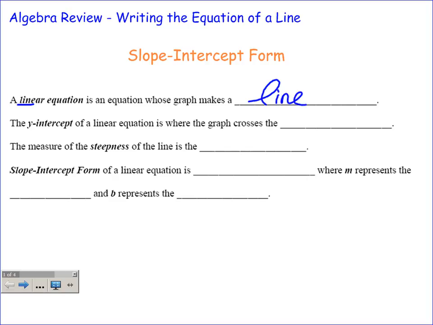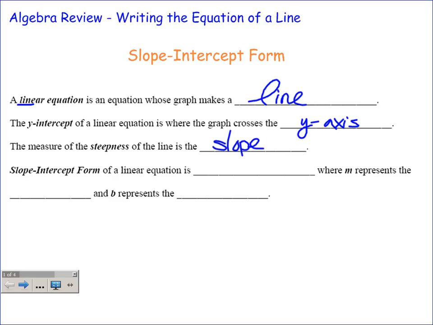The y-intercept of a linear equation is where the graph crosses the y-axis. The measure of the steepness of a line is called the slope. Yes, the slope is the steepness.